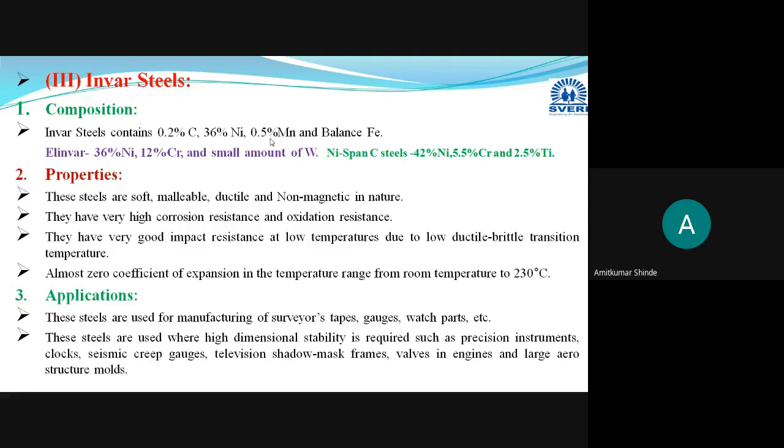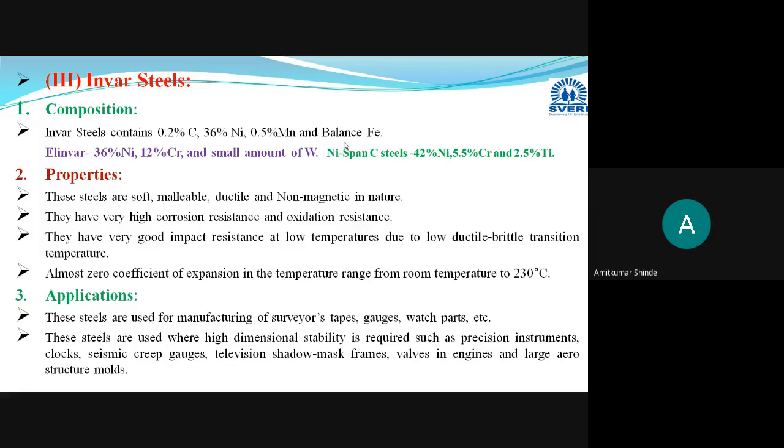I am mentioning only the alloying elements percentage. You have to remember this point: I am writing the alloying element percentage, and at the end you have to write the remaining or balance will be iron. Like this you have to write the composition. In this particular type of steel, Invar steel, 0.2% carbon will be there, then 36% nickel, and 0.5% manganese, and the remaining or balance will be iron. This is the Invar steel.